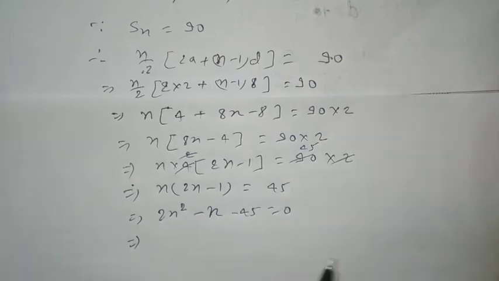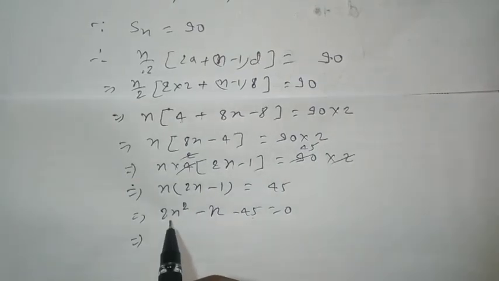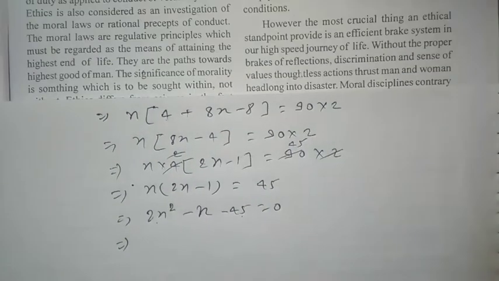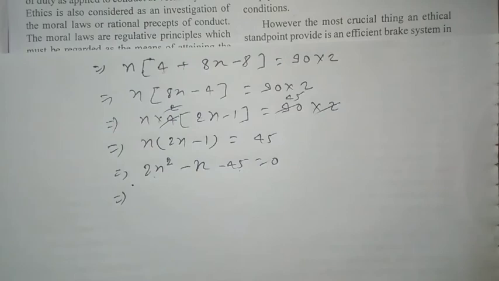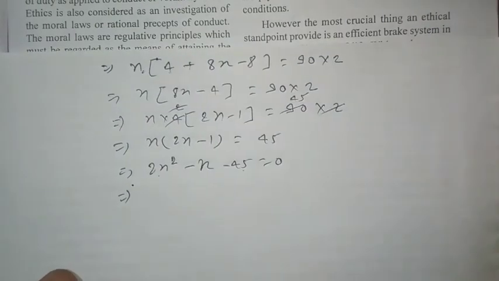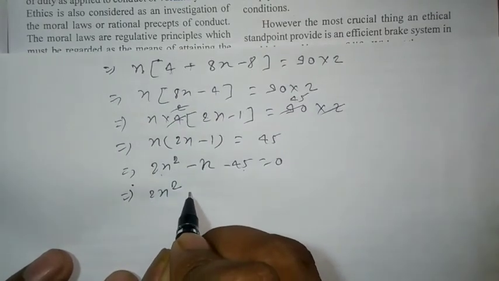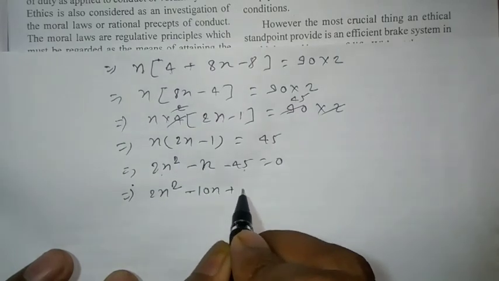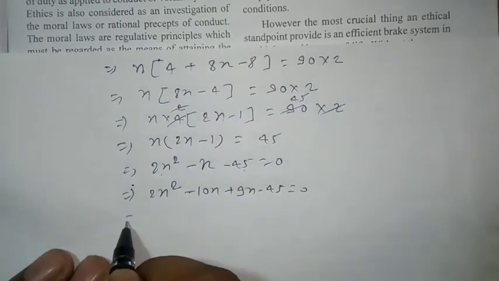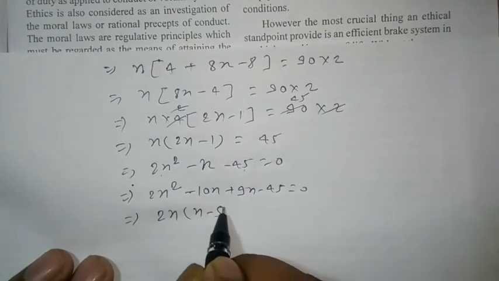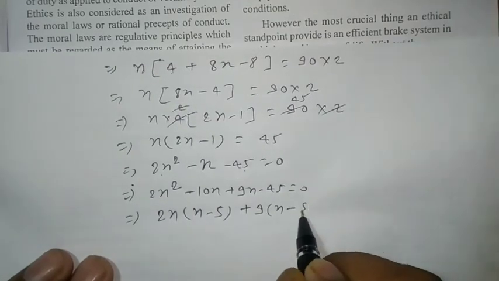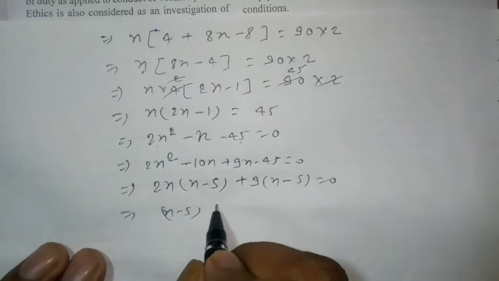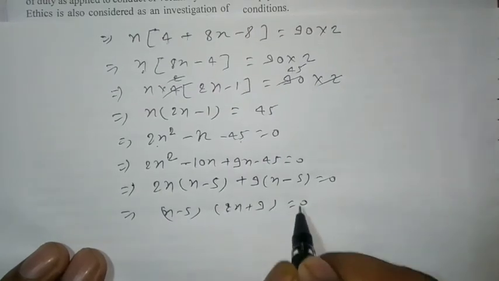Now I am going to factorize this. 45 into 2 is 90. It means we have to divide 90 into 2 parts such that the difference of both parts is minus 1. So we write 2n squared, 45 into 2 is 90, 10 into 9, so minus 10n plus 9n minus 45 is equal to 0. Implies 2n common, n minus 5 plus 9 common, n minus 5 is equal to 0. Implies n minus 5 common, 2n plus 9 is equal to 0.